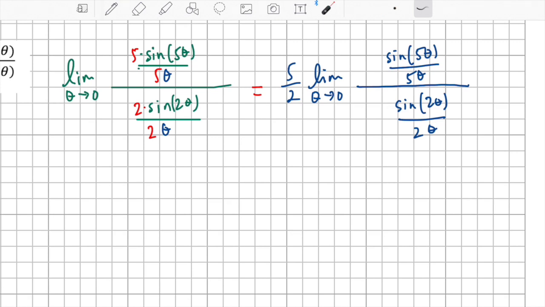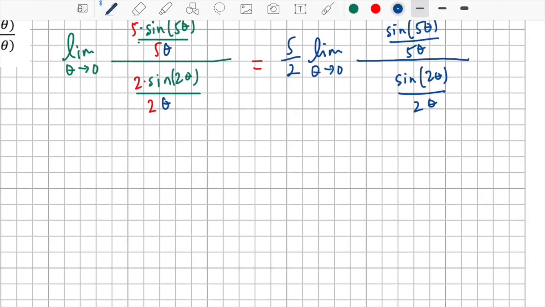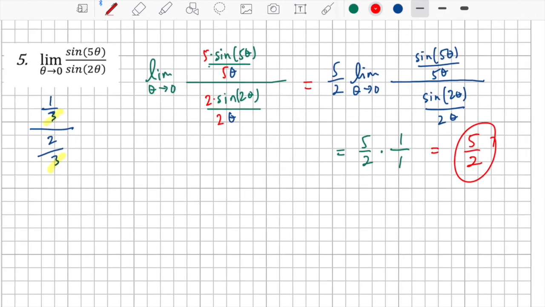Now, if I take the limit as theta approaches 0 of this function here, that's going to give me 0 over 0. But according to the theorem, it really becomes 1. And when I do the same thing for this one, the limit is also going to be 1. So now we have 5 over 2 times 1 over 1, which in reality is just 5 over 2. And that is our answer.